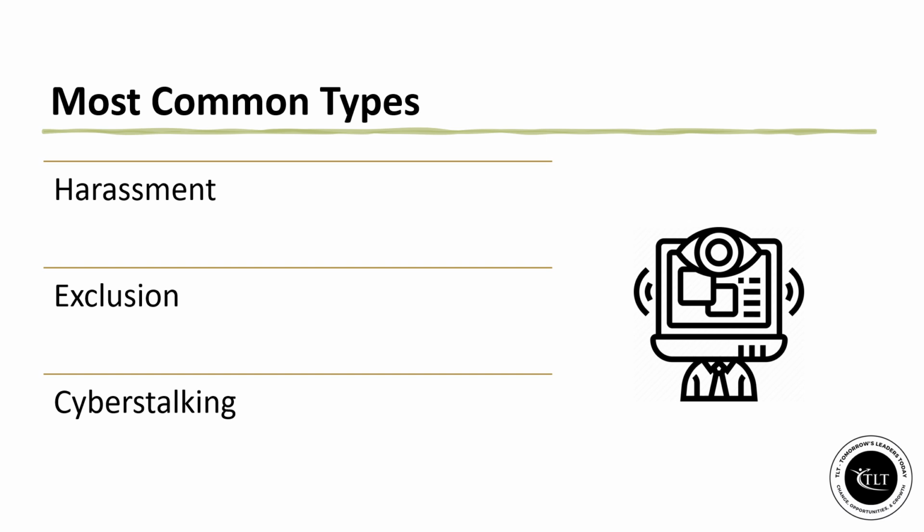Exclusion occurs when students are left out of online groups either accidentally or intentionally. Often the victim may be part of a group of friends in person, but may not be added to their online group chat, which causes the feeling of being excluded.